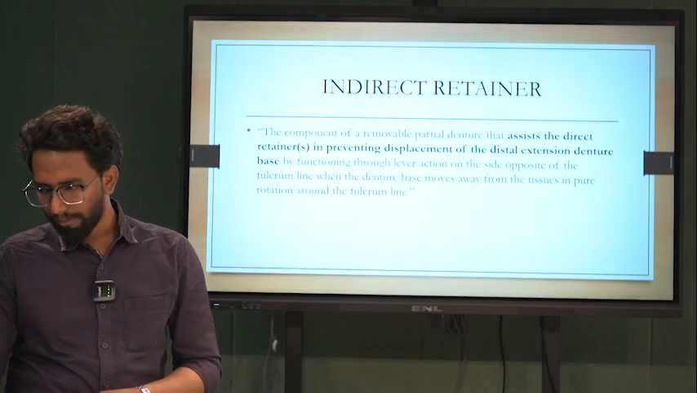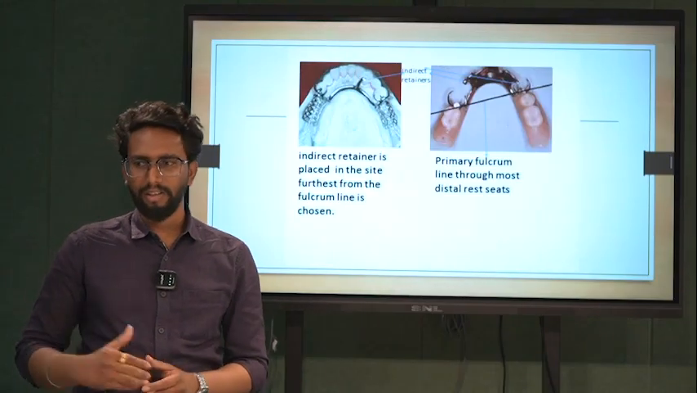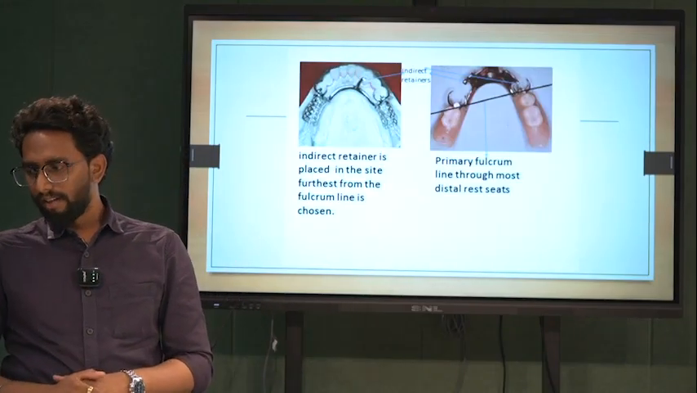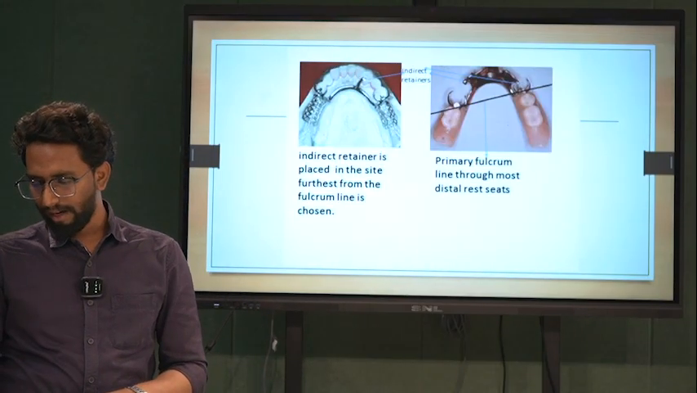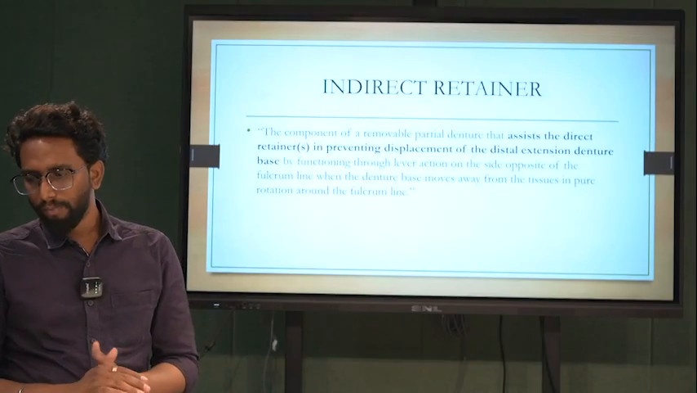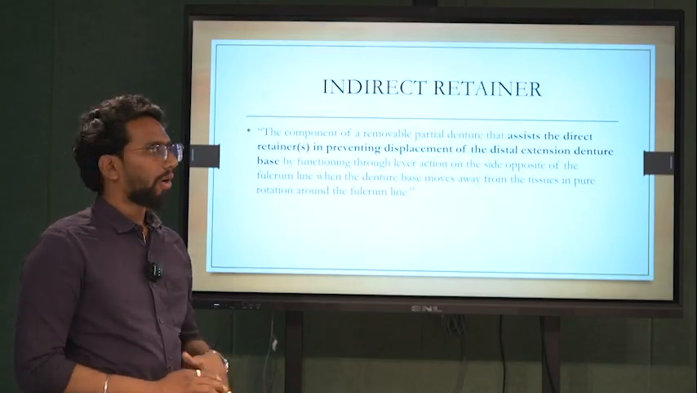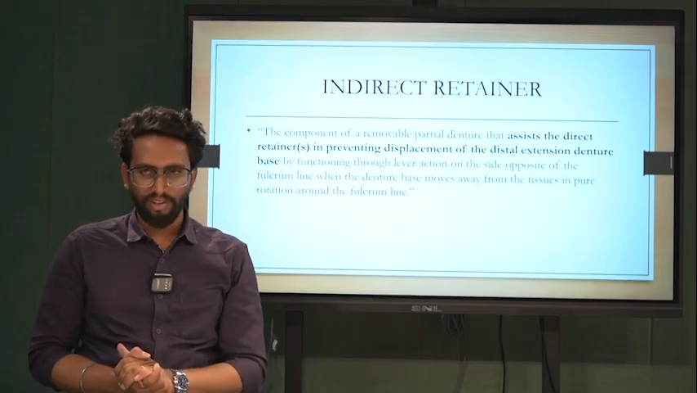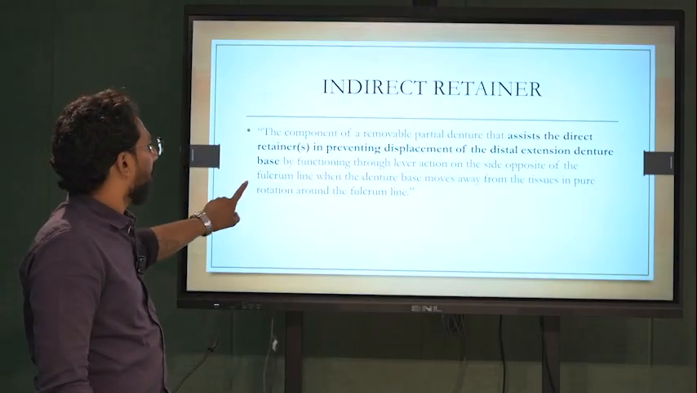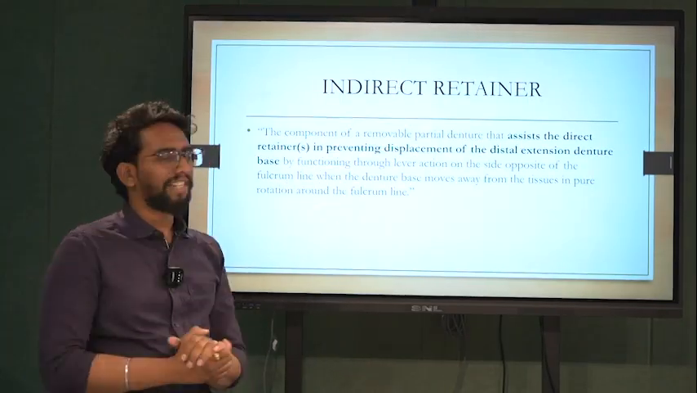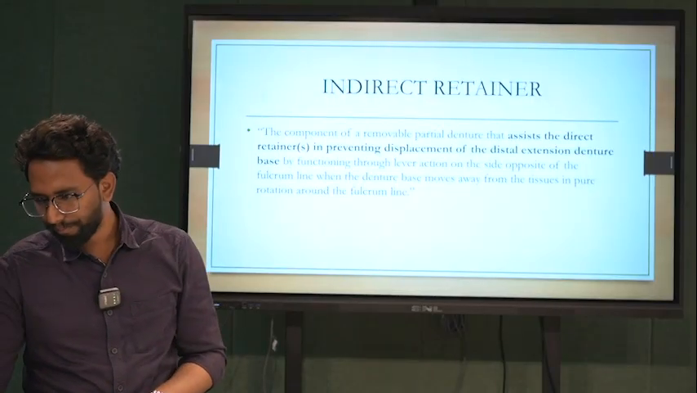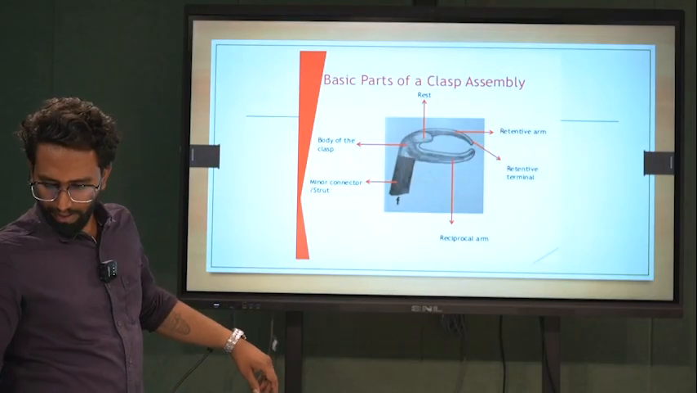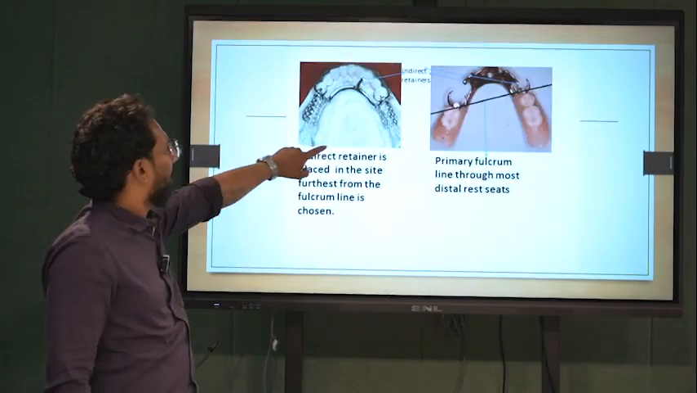Let's discuss in detail in the next slide. Like they said, preventing the displacement of a distal extension denture base by functioning through lever action on the opposite side of the fulcrum line when the denture base moves away. Here they show the fulcrum line.